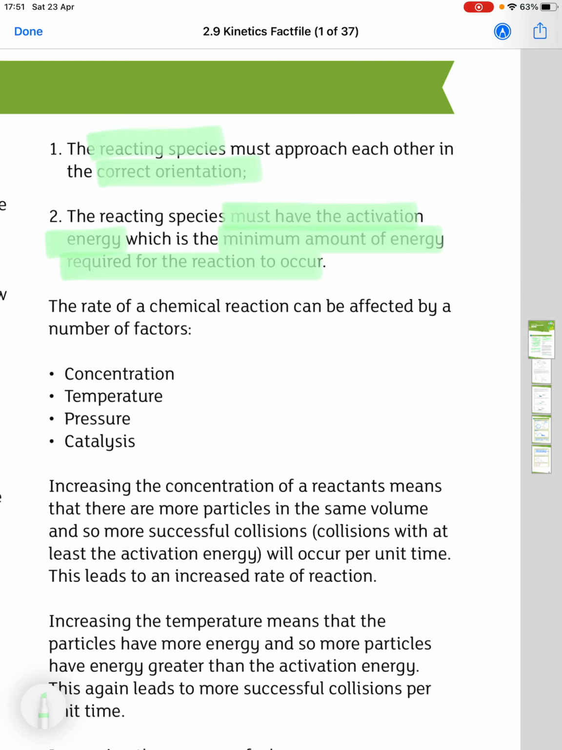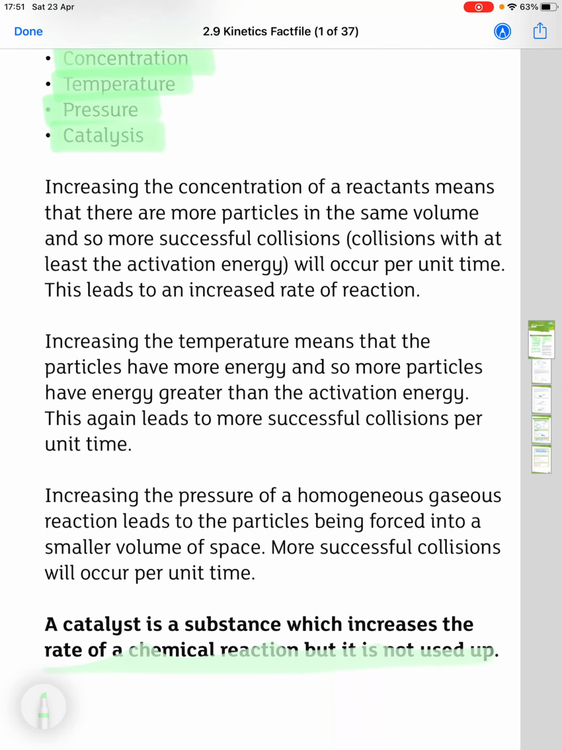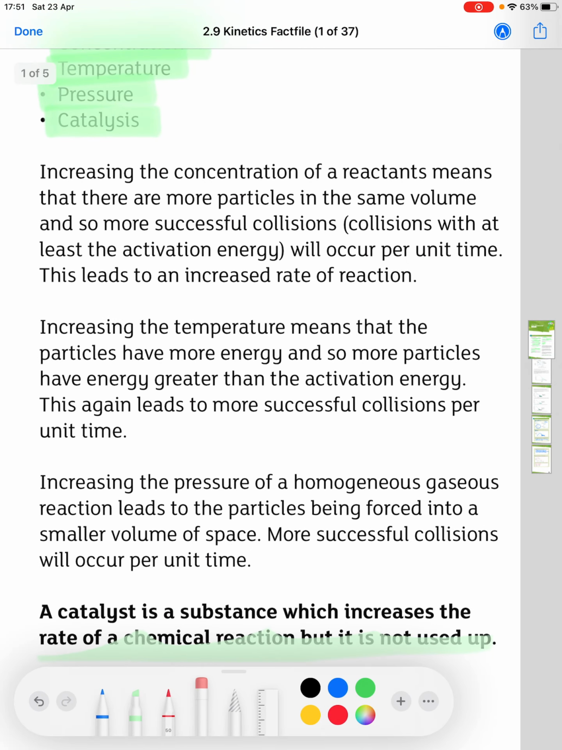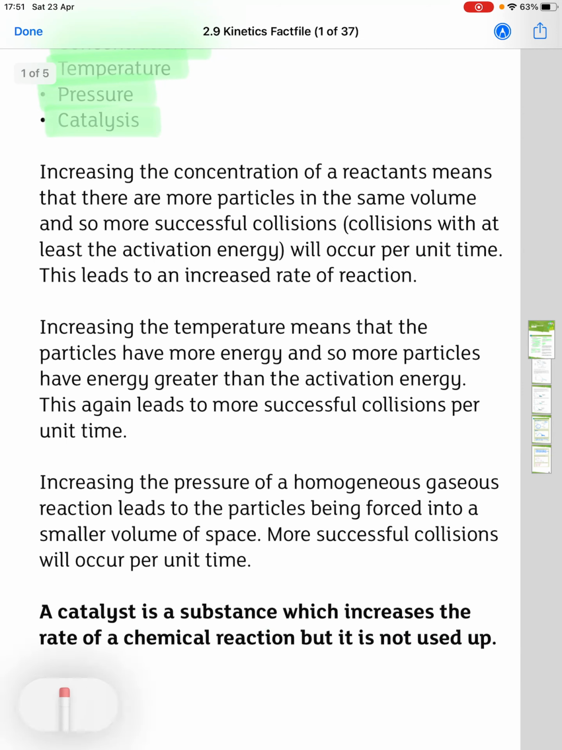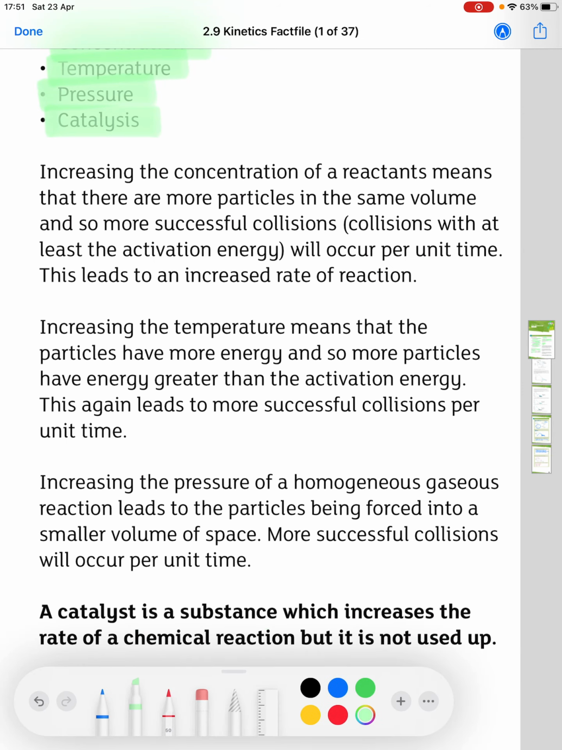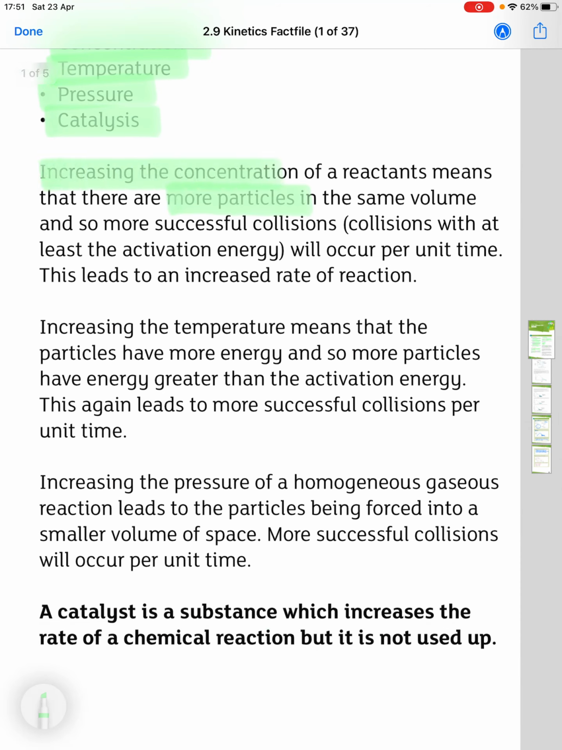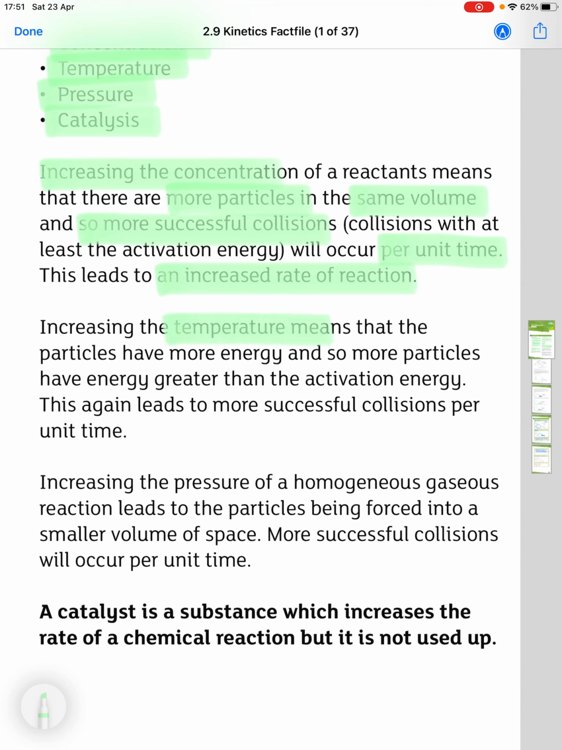So the rate of a chemical reaction can be affected by a number of factors: concentration, temperature, pressure in gases, and catalysis. Increasing the concentration of a reactant means that there are more particles in the same volume and so more successful collisions, which are collisions with at least the activation energy, that will occur per unit time. This leads to an increased rate of reaction.